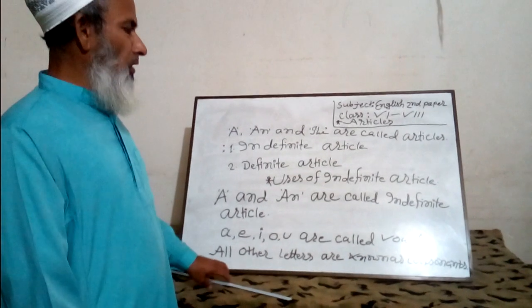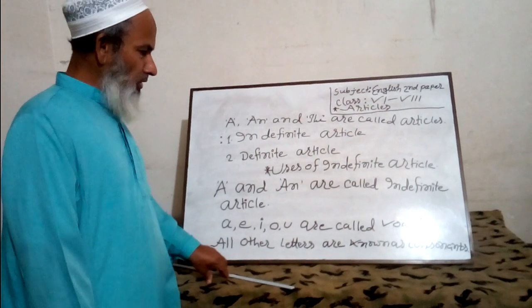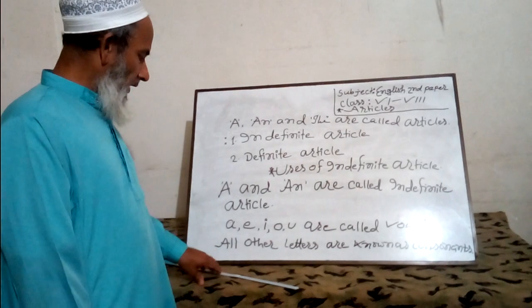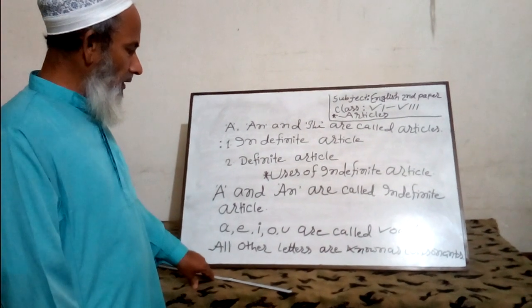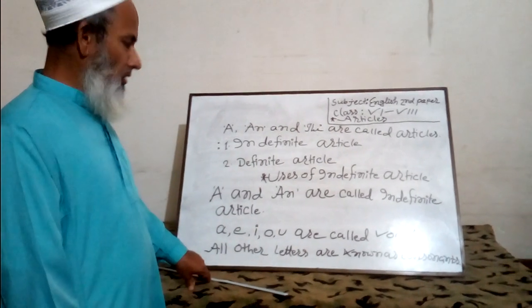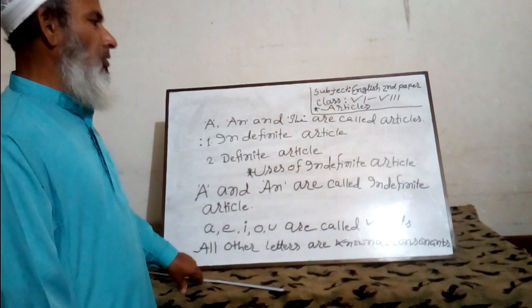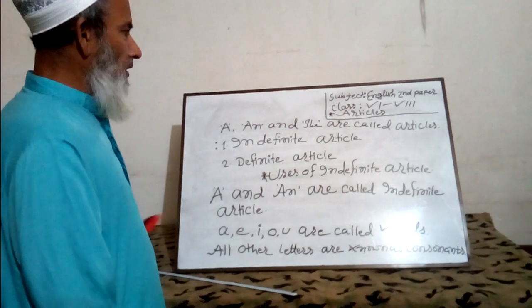Before knowing indefinite articles, we have to have the knowledge of vowels and consonants. We know that A, E, I, O, U, these 5 letters are called vowels, and all other letters are known as consonants. Okay, dear learners.